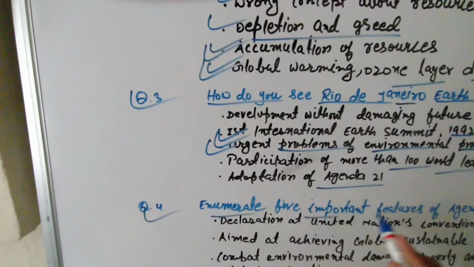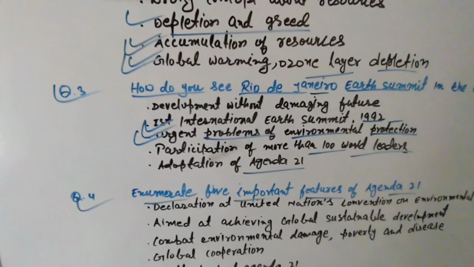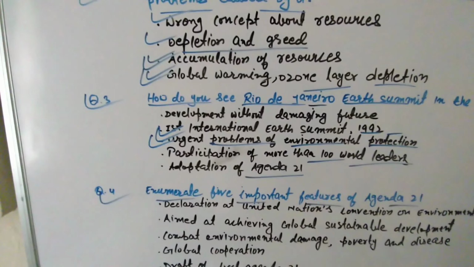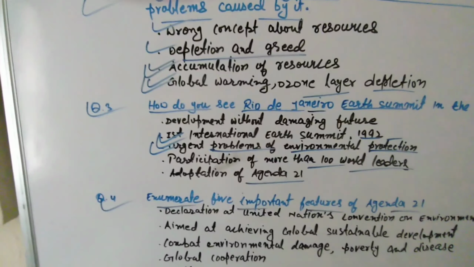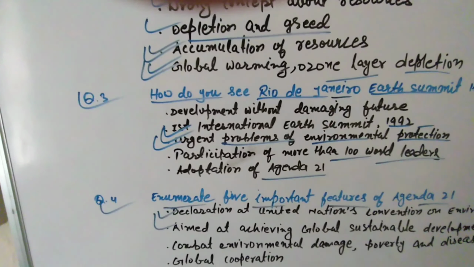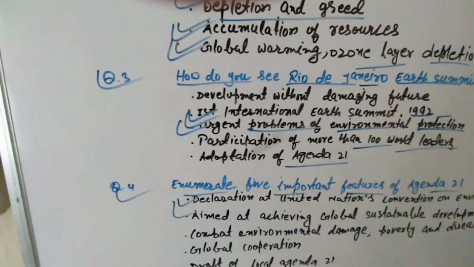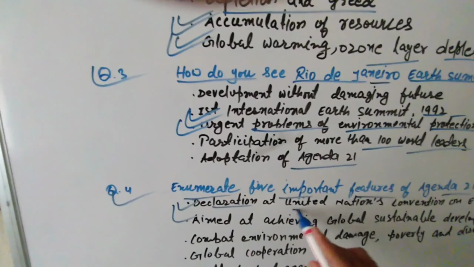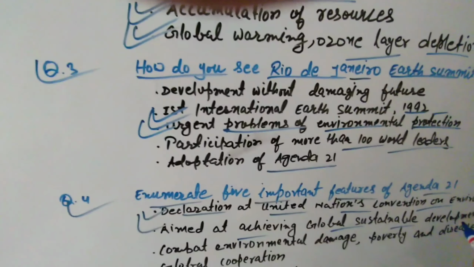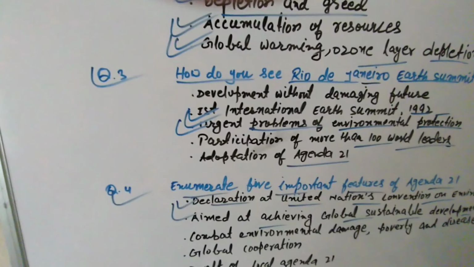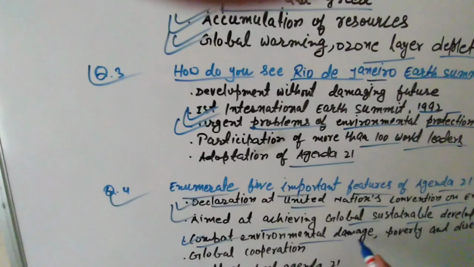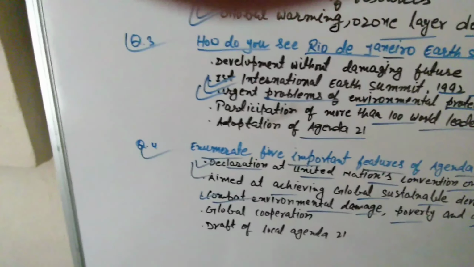Next one is: enumerate 5 important features of Agenda 21. Agenda 21 is known as Agenda 21 because it was decided by the countries of the world to adopt and achieve a few things in the 21st century. It was adopted in the first International Earth Summit held in 1992 in Rio de Janeiro, in which world leaders signed the declaration at the United Nations Convention on Environmental Development, and that agenda aimed at achieving global sustainable development. The leaders decided to combat and fight environmental damage, poverty, and disease through global cooperation.